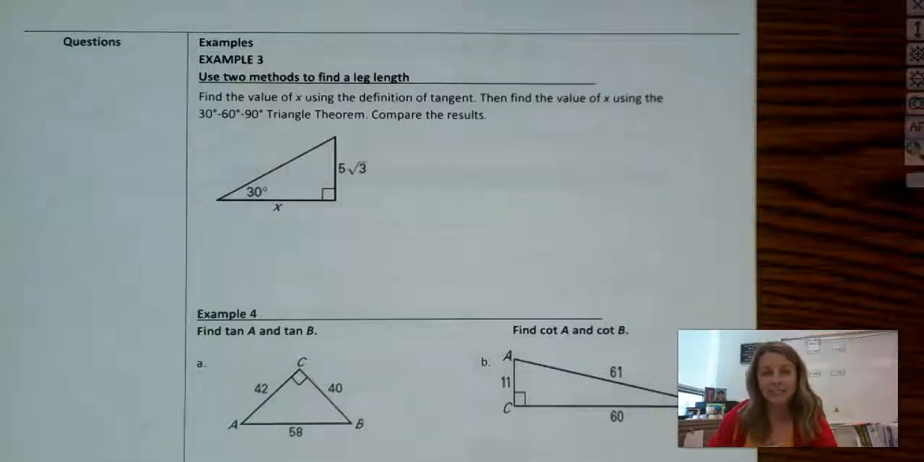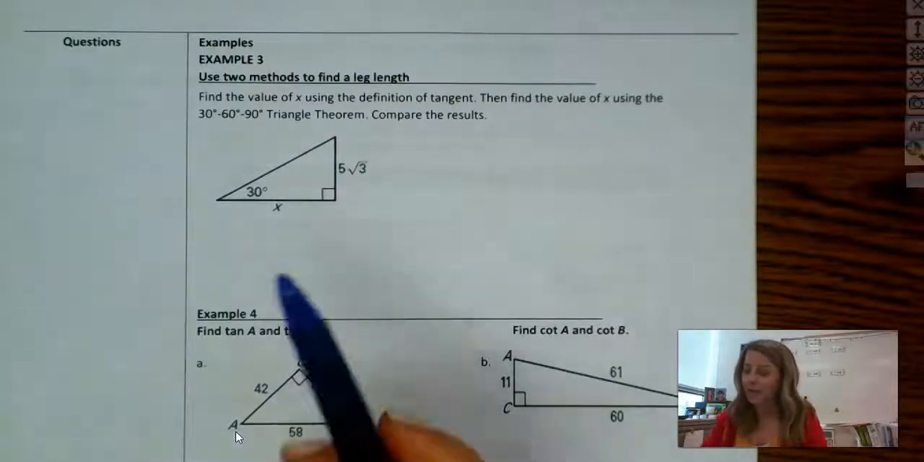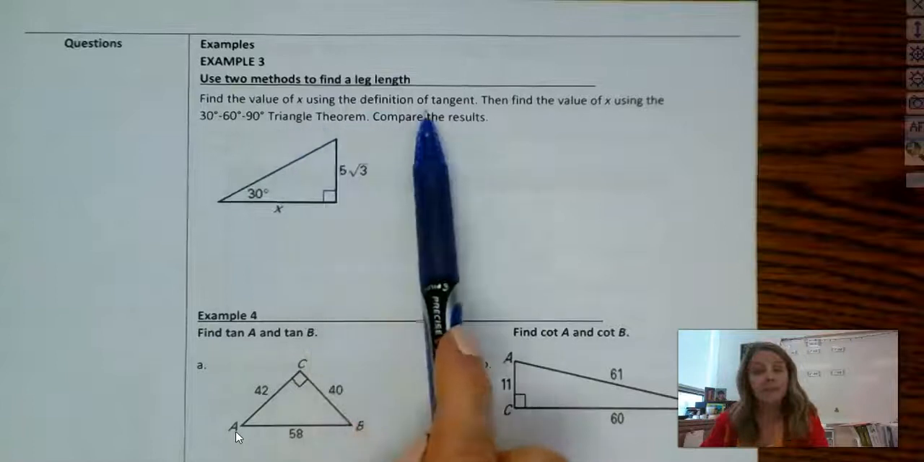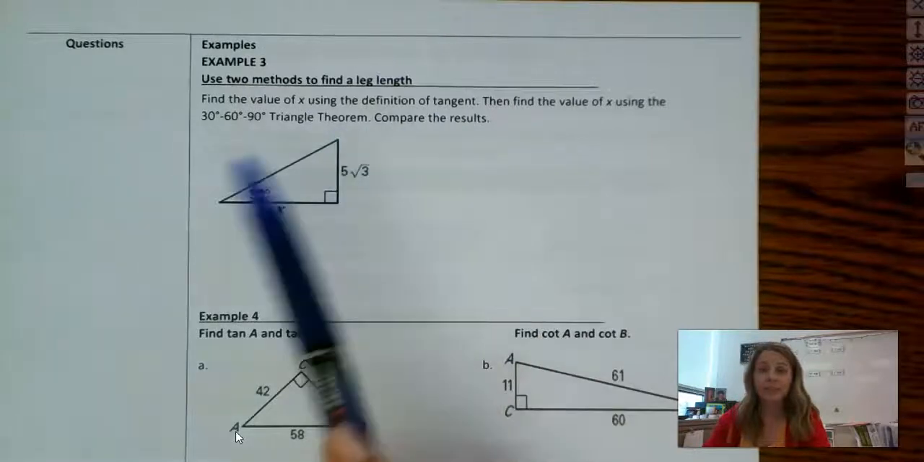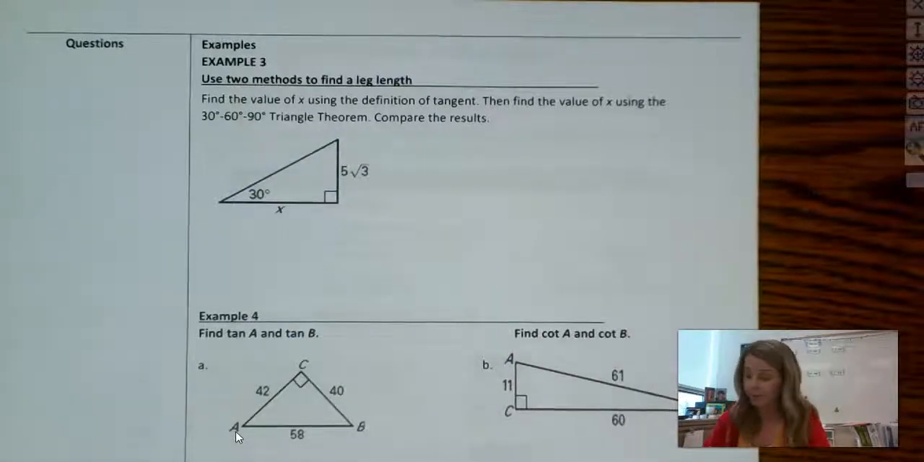All right, let's pick up with example 3. I want to relate back to that 30, 60, 90 triangle. It looks like my example here is a little bit like what I had a second ago, but let's go ahead and compare these two. We are going to find the value of x using the definition of tangent, so that's opposite over adjacent. Then we're going to find it using the 30, 60, 90 theorem, and we'll compare.